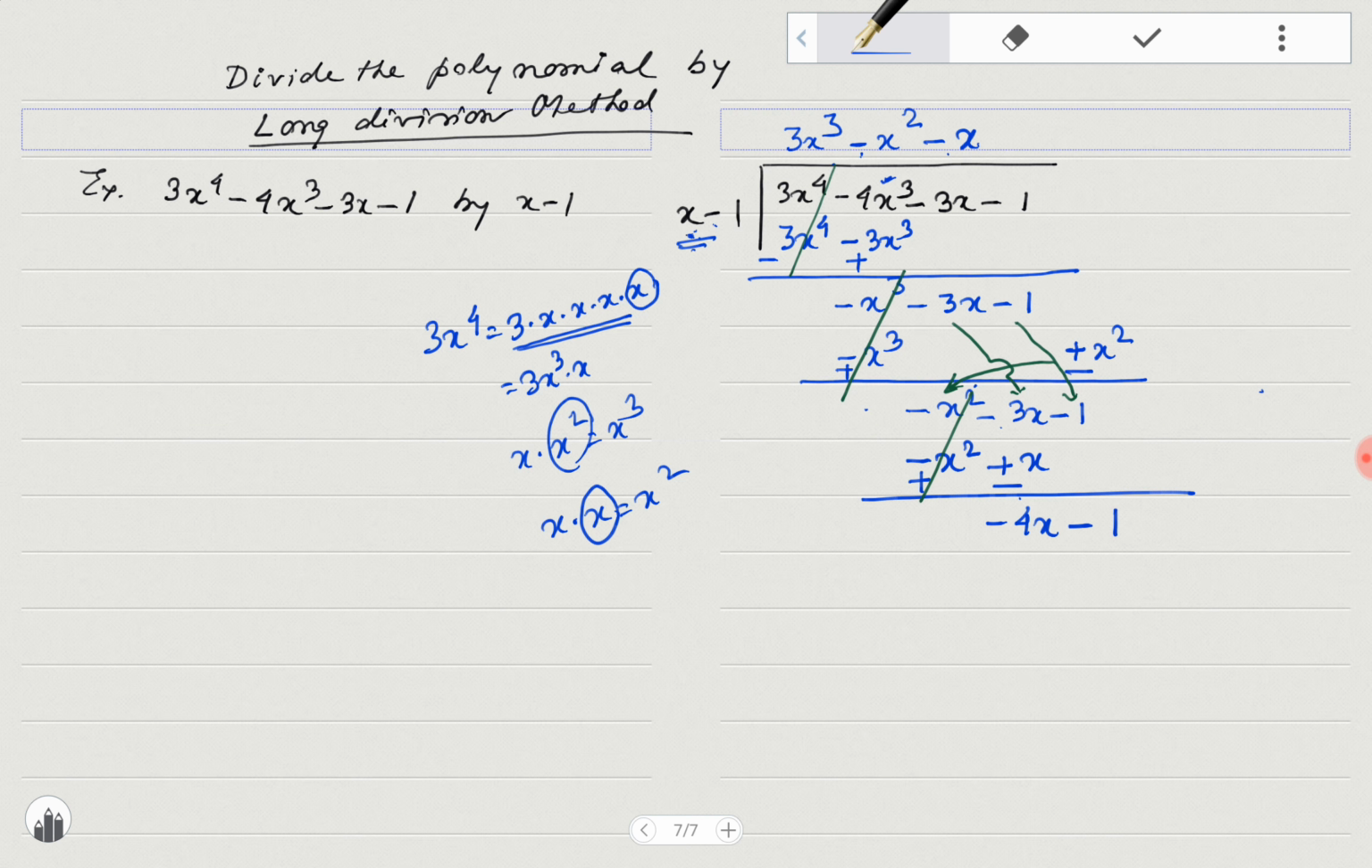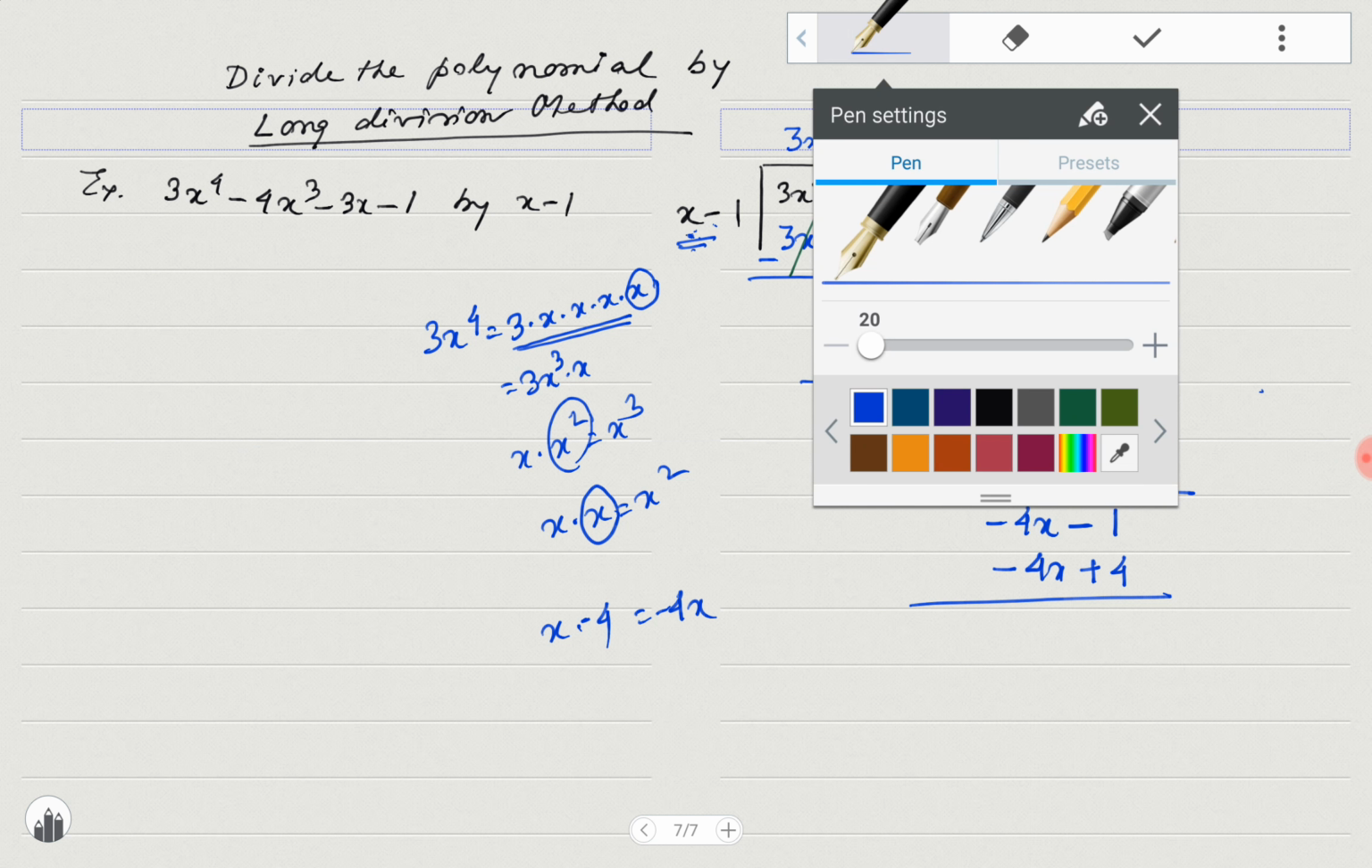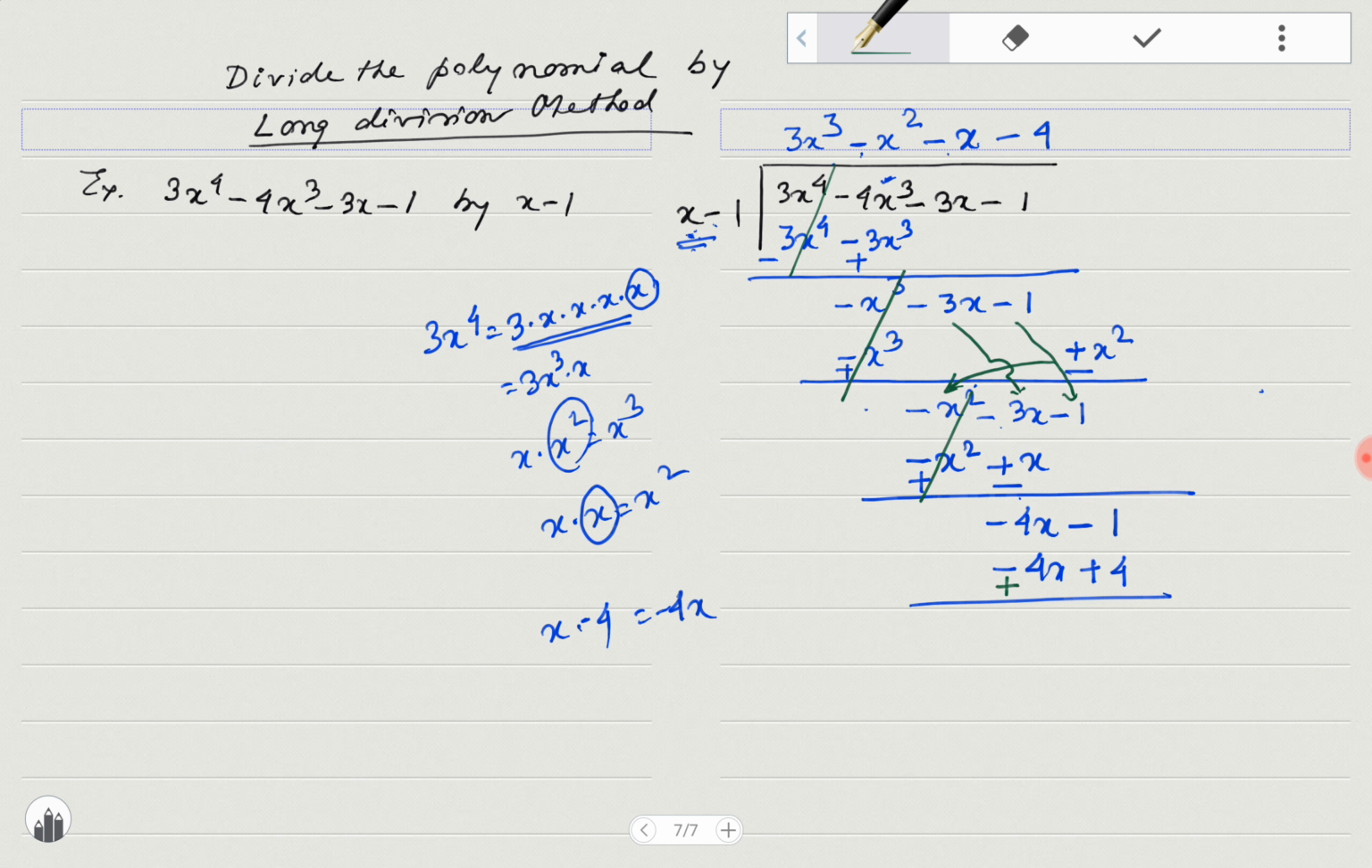Now what needs to be multiplied with this x to give you minus 4x? x into minus 4 is equal to minus 4x. So here comes minus 4. Now we can write minus 4 into x minus 4x, minus into minus plus 4. So this thing cancels out over here. This is plus, this is minus, this cancels out, and the remainder is minus 5.